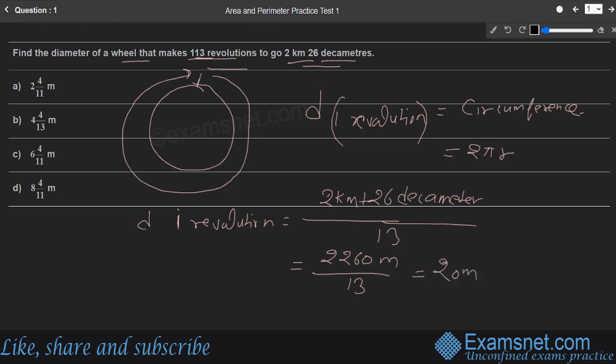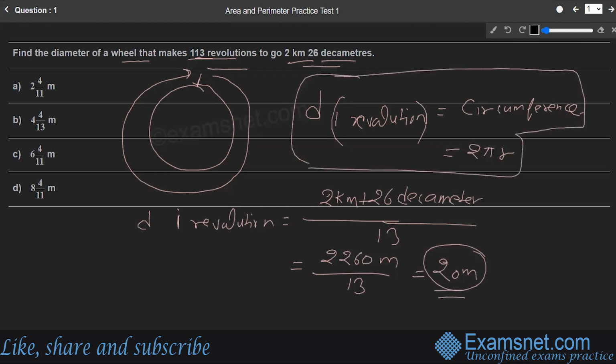Which makes it equal to 20 meters. So actually in one revolution the wheel is covering 20 meter, and we know that in one revolution it actually covers the circumference. So we can easily say that the circumference of the circle is equal to 20 meter. Using this we are supposed to find out the diameter. So let us find out the radius first. The radius value is coming out to be 20 divided by 2 pi.